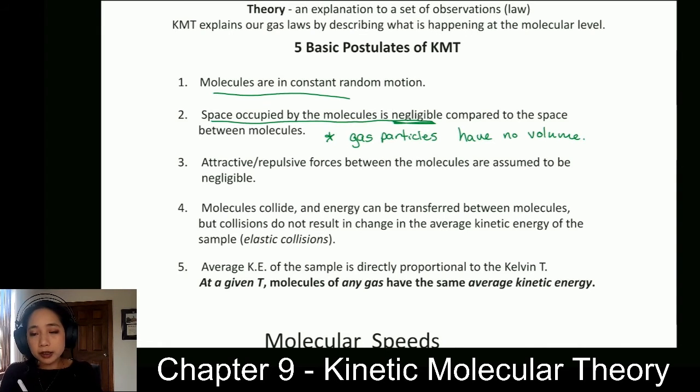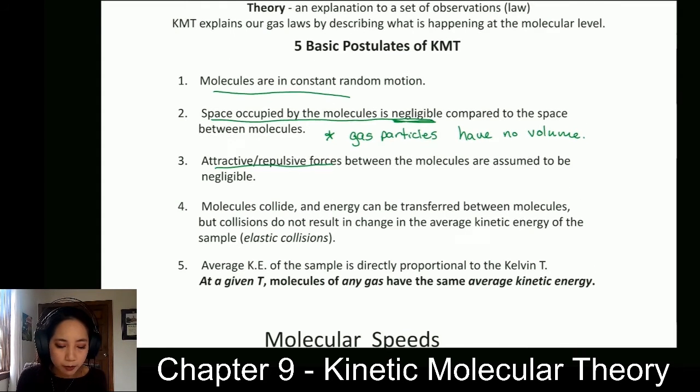And this will pair wonderfully with the next section of this chapter, which is real gases. Real gases are gases that break down or don't follow some of these assumptions that we make. And you'll see why soon. The third postulate is that attractive or repulsive forces between the molecules themselves are also assumed to be negligible. And we'll see, when we talk about real gases, how we look into that postulate a little bit deeper.